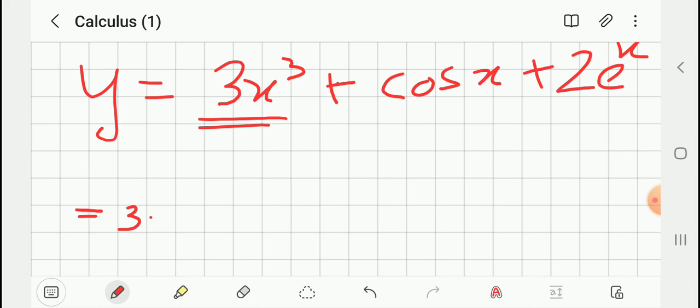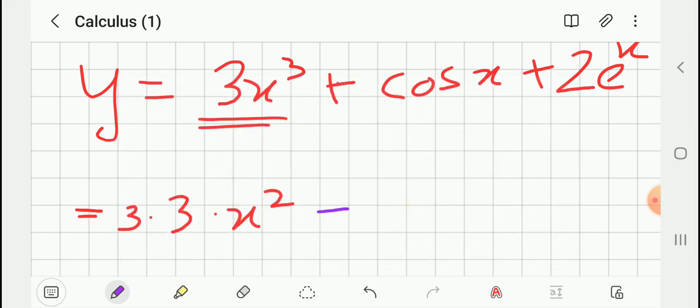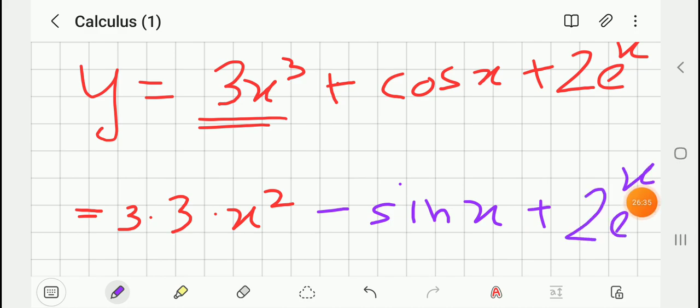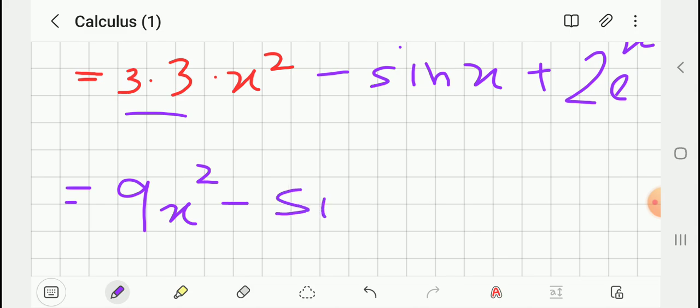3 into 3x to the power n minus 1, which is 3 minus 1, so square, plus. I told you the differentiation of cos x is minus sin x. So what we'll write here is simply minus sin x, plus 2e to the power x. e to the power x remains e to the power x, so it will remain the same, 2e to the power x. So the answer is 9x square minus sin x plus 2e to the power x.